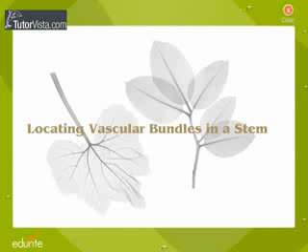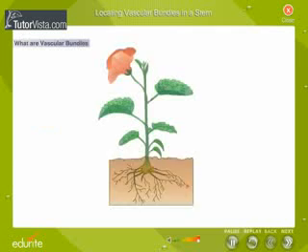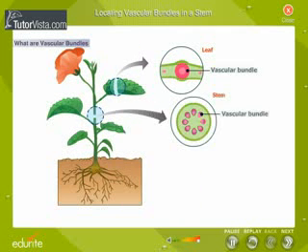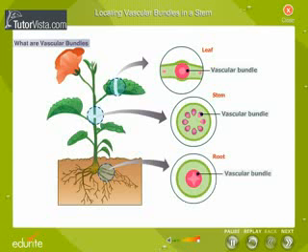Locating vascular bundles in a stem. Vascular bundles are strands of conducting tissue extending lengthwise through the stems and roots of plants.